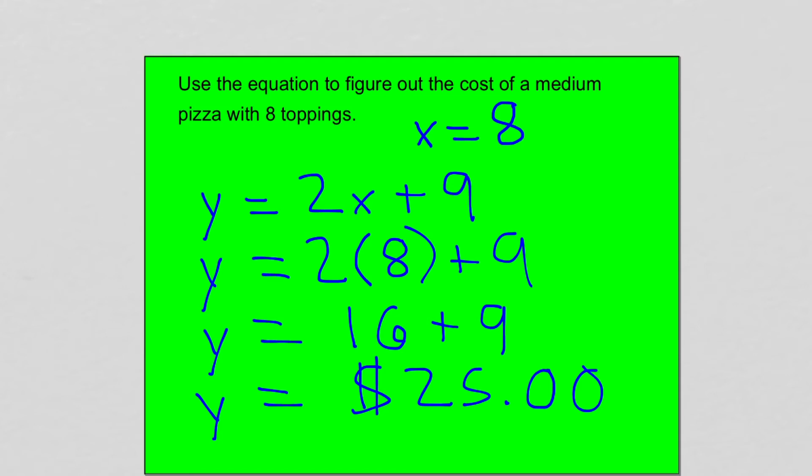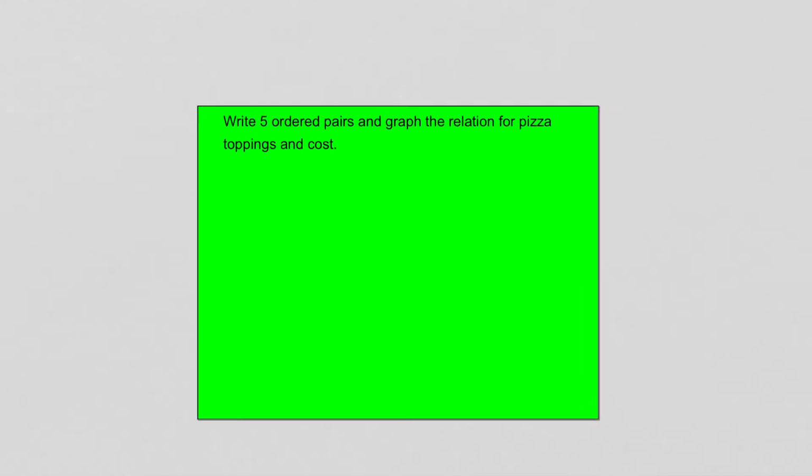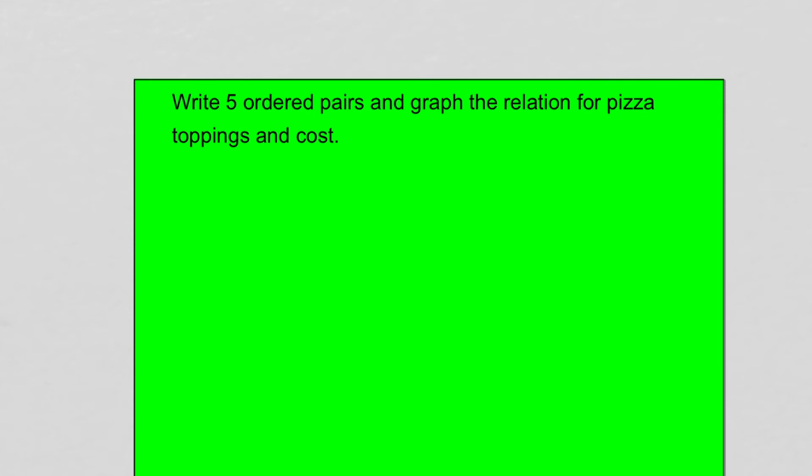So that's how we use substitution to find other costs of other pizzas. Now the next thing we want to do is write 5 ordered pairs and graph this relation. Well, remember, an ordered pair is a point on a graph. We have an x and a y value. Now, we get this from the table.